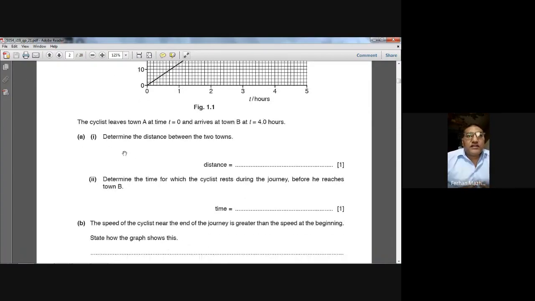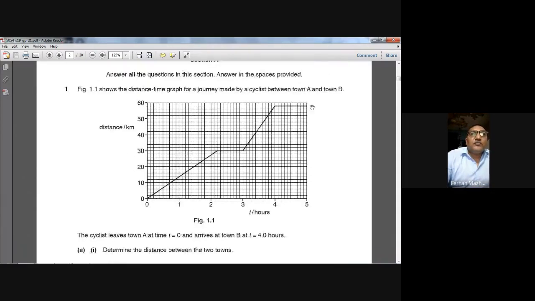The second part of question A is: determine the time for which the cyclist rests during the journey before he reaches town B. At 4 hours he was in town B, at 0 hours he was in town A. During this journey he rested. On the distance time graph, the rest is shown when the graph becomes flat. So it was flat during this portion, if you can see on the graph paper.